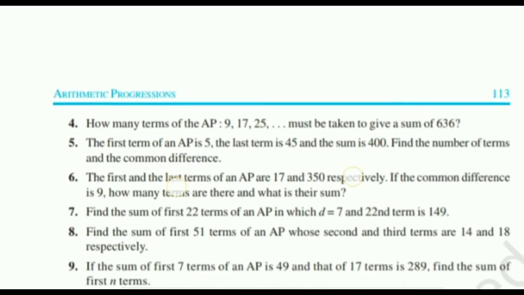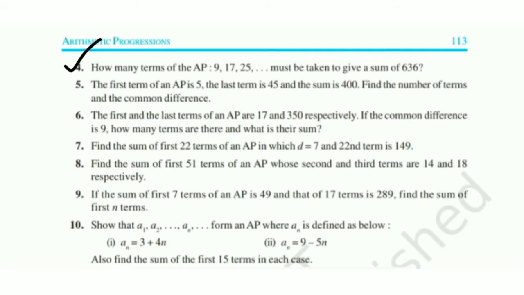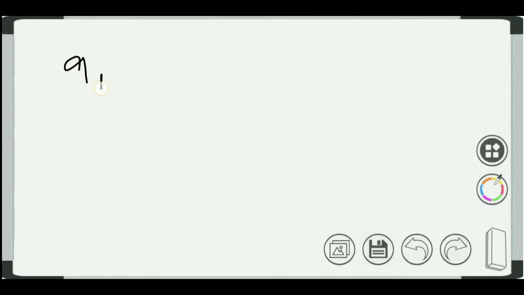Now you can come to the fourth question. Fourth one: how many terms of the AP 9, 17, 25 must be taken to give a sum of 636? So they have given Sn is equal to 636. AP is also given. We need to find the number of terms. So the AP is 9, 17, 25, etc.